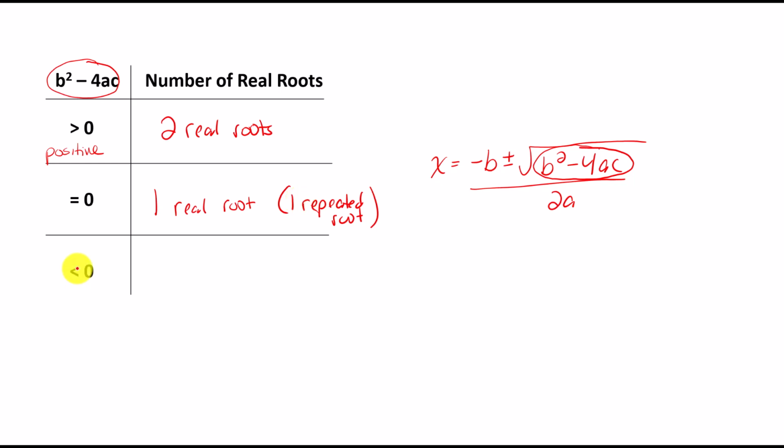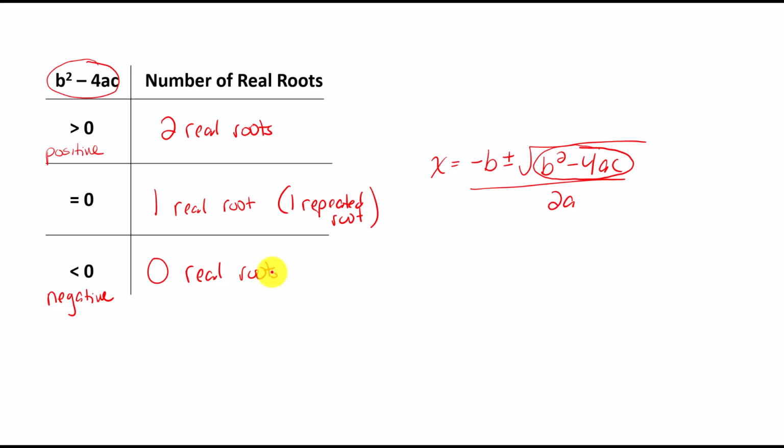And then if it's less than 0, if b squared minus 4ac, when we do that math, is less than 0, which means negative, then there are no real roots. So there's 0 real roots.